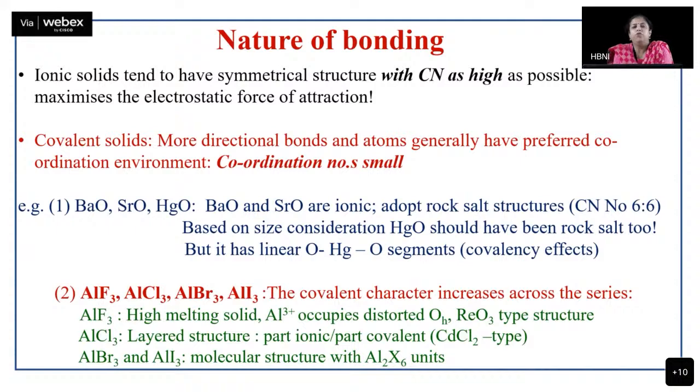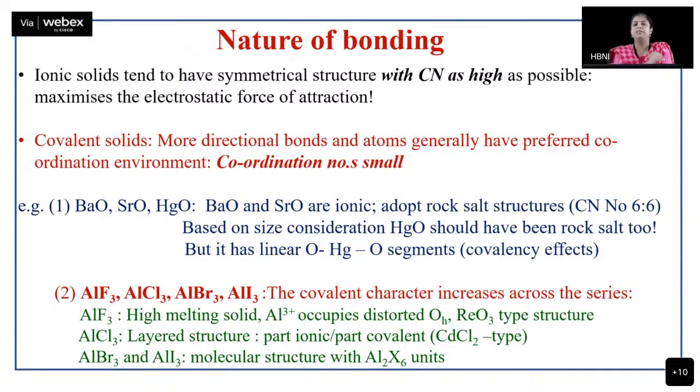But when we talk of a covalent solid, because there is sharing of electron cloud, covalent bonds, as we have read otherwise also in inorganic chemistry, are more directional bonds. And the atoms generally have a preferred coordination environment. That means they would take either two or three. There is no concept of the energy getting stabilized by a larger decrease of energy due to electrostatic attraction. So here the coordination numbers are rather small. And this actually shows up in the structure.